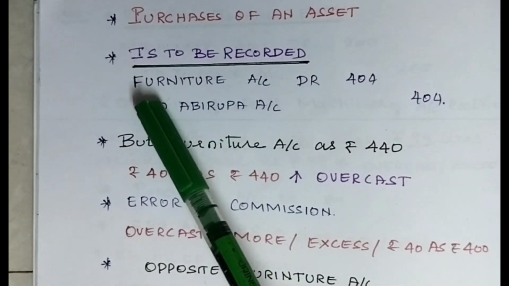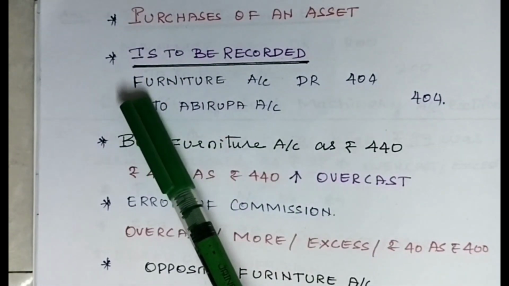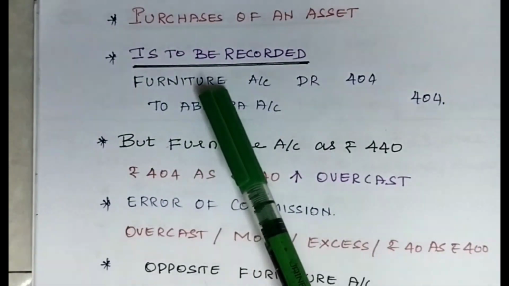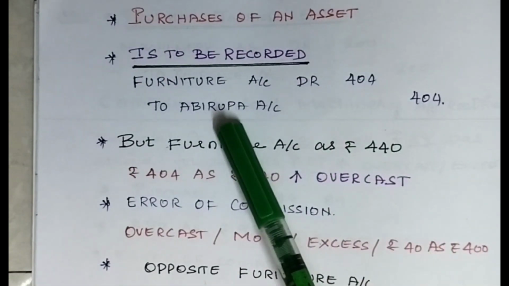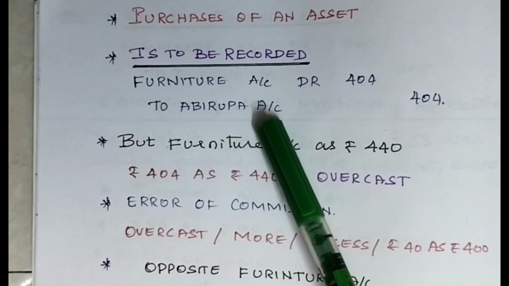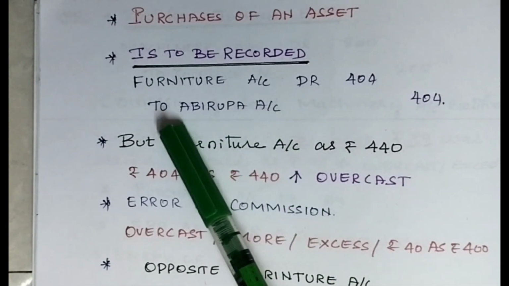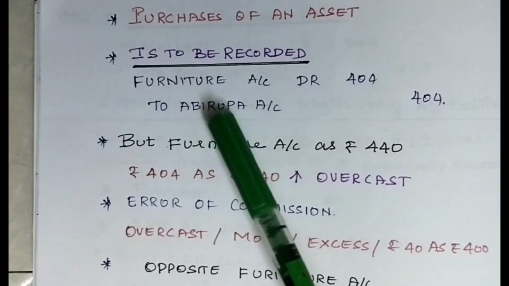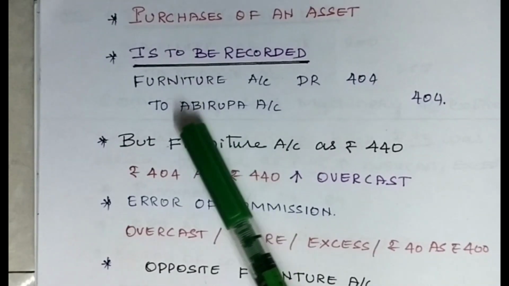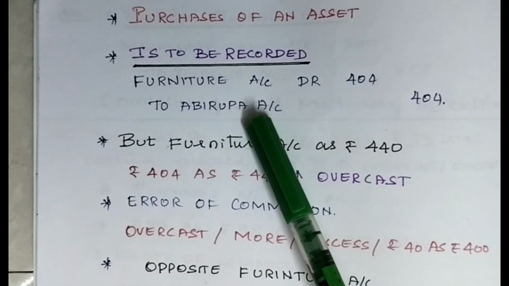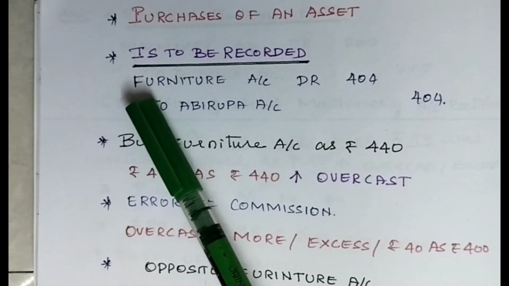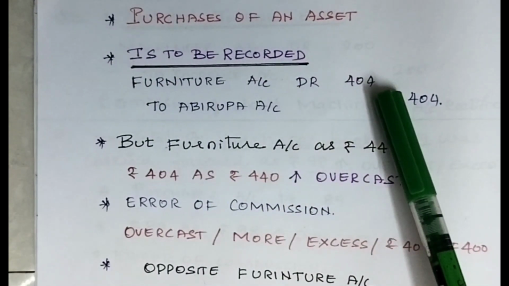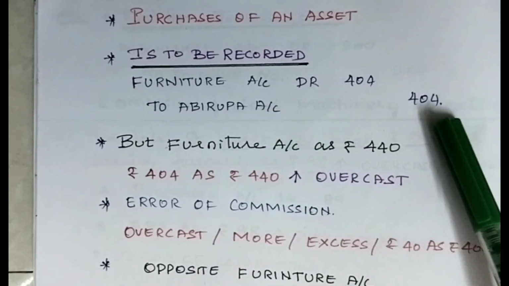So on the debit side, you have purchased furniture from Abhirupa on credit for rupees 404, right? So furniture account debit 404. Who is the giver? Abhirupa is the giver, since you purchased from Abhirupa. So credit the giver. So what is to be recorded? Furniture account debit 404 rupees to Abhirupa account 404.